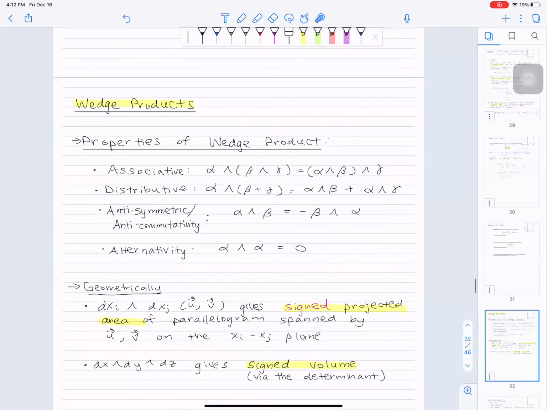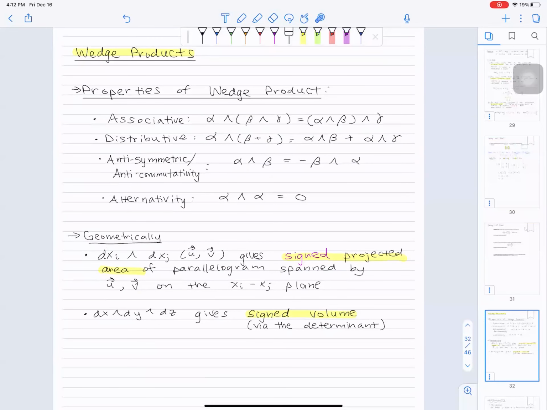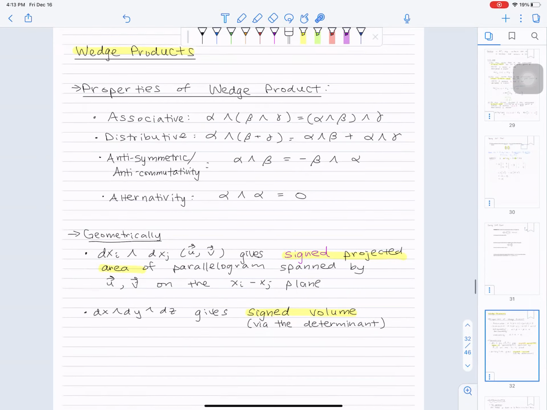Okay, so wedge products, what are they doing? I mentioned that wedge products give you signed area, and a triple wedge product gives you signed volume.